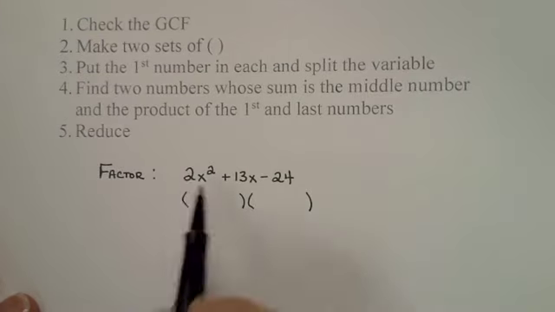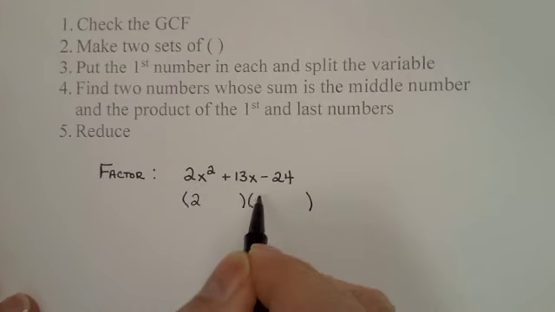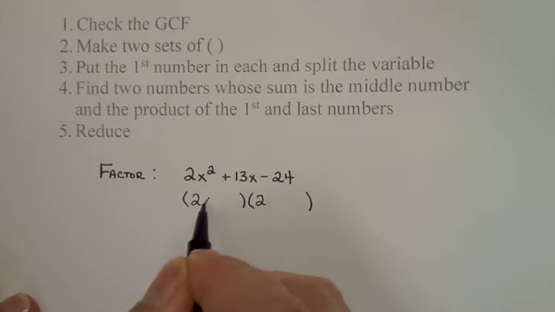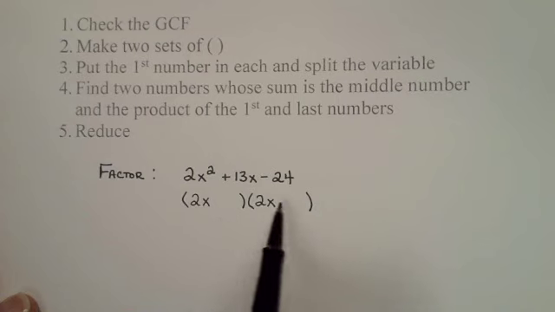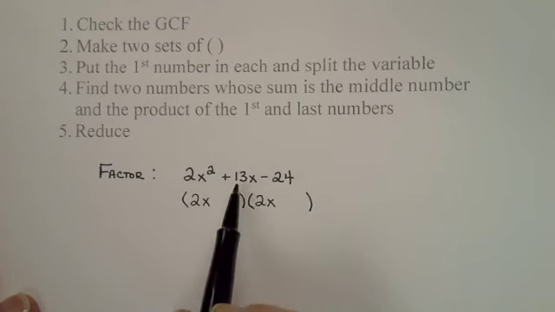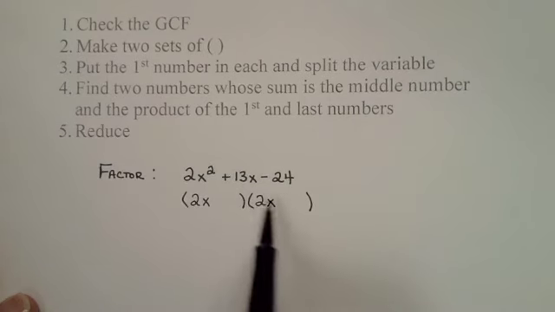I take this first number right here, put it in the front, and split this x up. Put an x here and an x here. In a minute, I'm going to reduce this, and it's going to get rid of one of these 2's. I need 2 numbers that go right here. These 2 numbers have to add up to be 13. They have to multiply together to give me what?